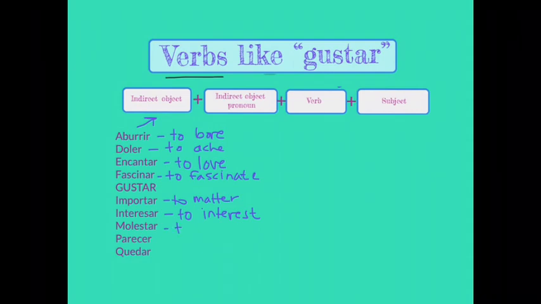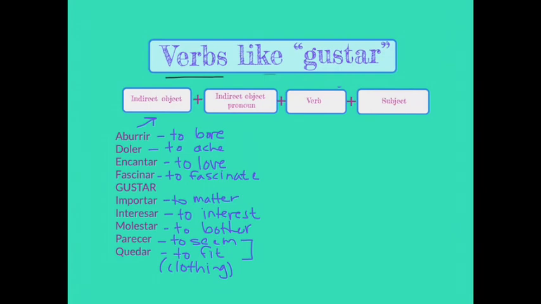Molestar means to bother or annoy. And parecer means to seem. And quedar means to fit, as in clothing. Now these last two are a little bit tricky because we need to add other information to the sentences to make them make sense. So, for example, when we talk about parecer, you need to say what something seems.